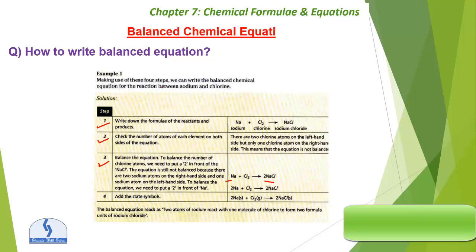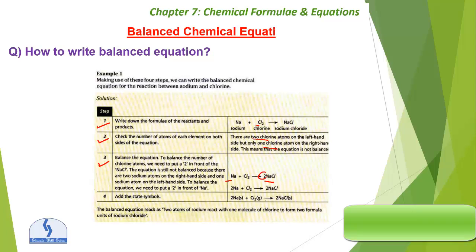First, what we are doing, make use of the 3-4 steps. There is sodium plus chlorine, that will become sodium chloride, right? First, we write the formula of the reactants and product. Done. Second step, how many atoms? 2 chlorine atoms on the left hand side, but only 1 chlorine atom on the right hand side.